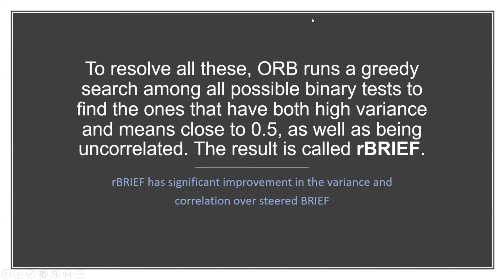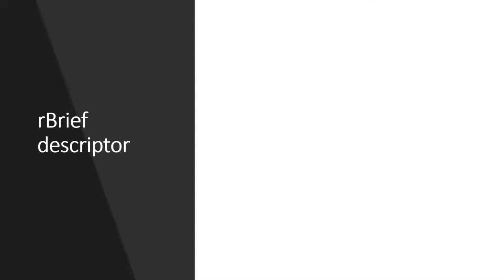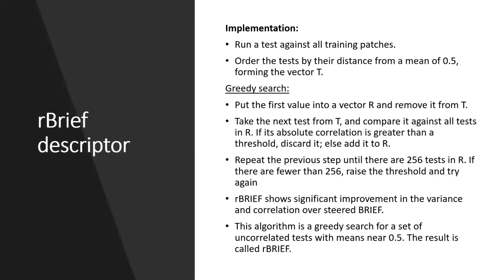In order to address this, ORB runs a greedy search among these possible binary tests to find ones that have both high variance and mean close to 0.5. This is a new modified form of descriptor called rBRIEF. rBRIEF has a quite significant improvement in the variance and correlation factor when compared to steered BRIEF. So let's have a look at the rBRIEF descriptor implementation.